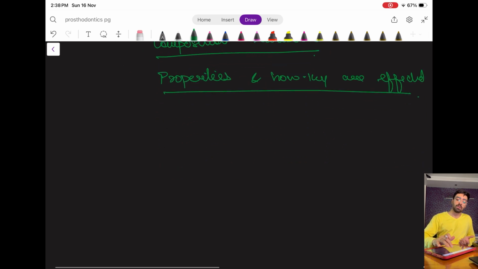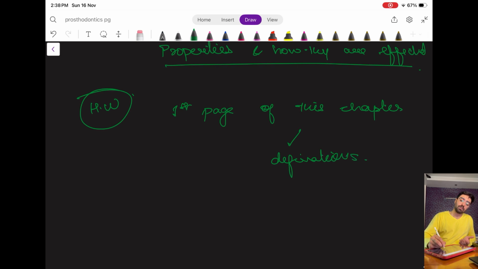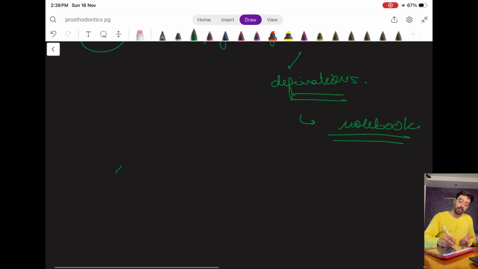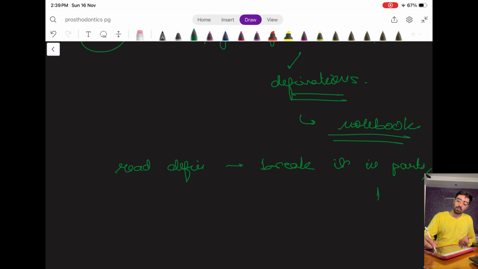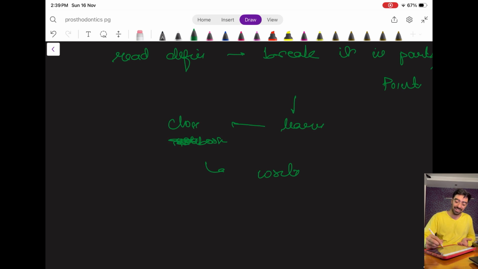So what I want you to do is, today's homework is that the first page of this chapter in your Philips has certain definitions. I want you to write those definitions in your notebook. How will you write those definitions in your notebook? You will first read the definition, break it in parts or points, learn, close the notebook and then write it. Close the book and then write it in the notebook.